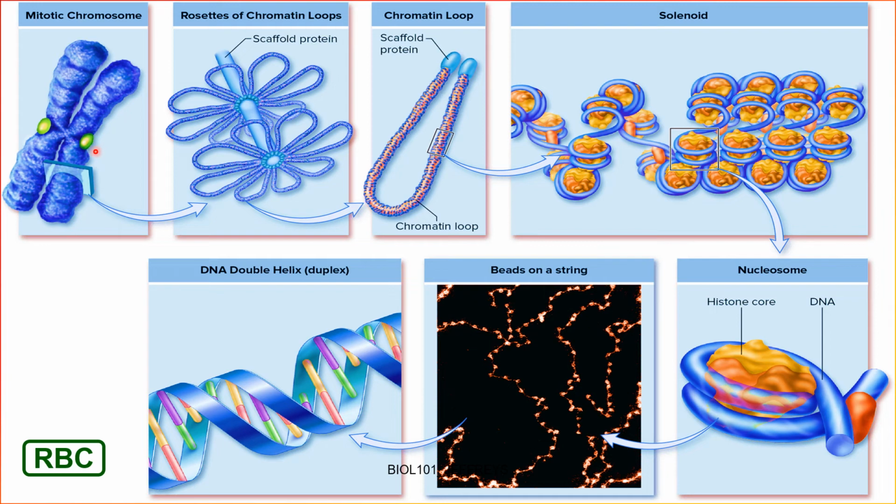All right, so if we break it down, if we go in reverse, here's your chromosome, we unravel it, we get the rosettes, we unravel them, we can see the individual chromatin loops, we unravel them, we see solenoids, we unravel solenoids, we get beads on a string, we unravel the beads on the string, and we get the single strand of DNA, one long strand of double-stranded DNA.